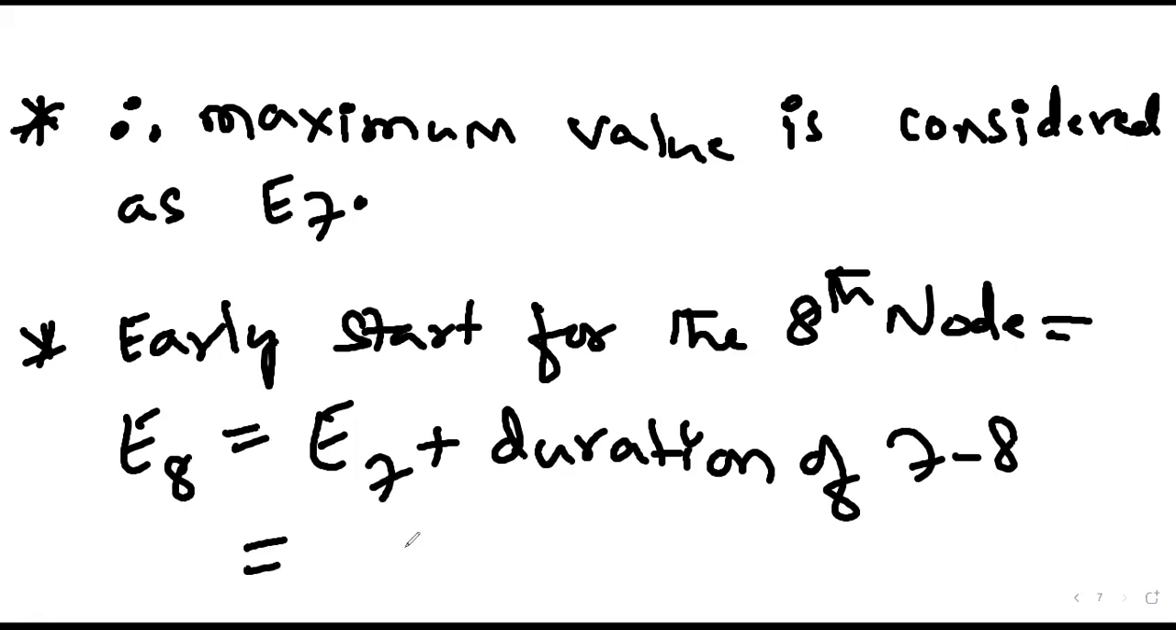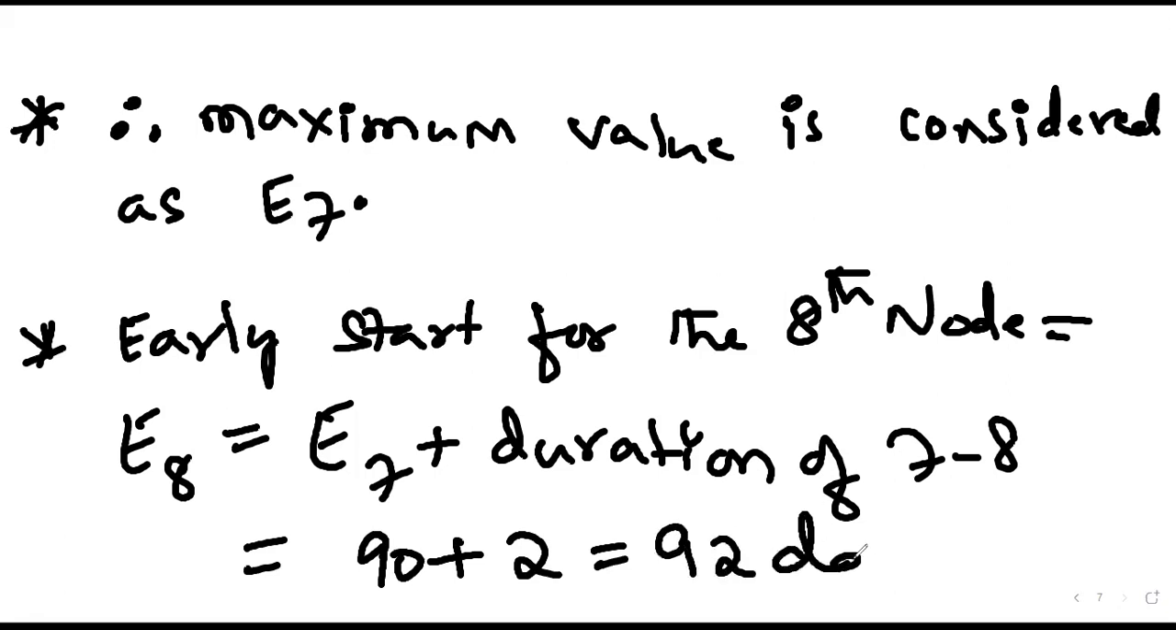E7 is how much? 90. Plus 2 days conference program, 92 days. So the completion of the conference program will take 92 days. Always remember that E8, or the early start of the last node, will be equal to the project completion duration. If you calculate the project completion duration, it will be the same, 92 days itself.